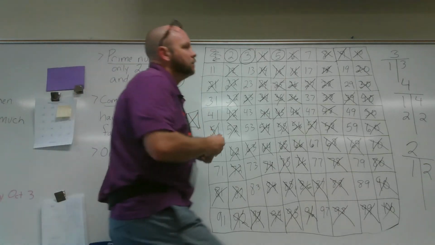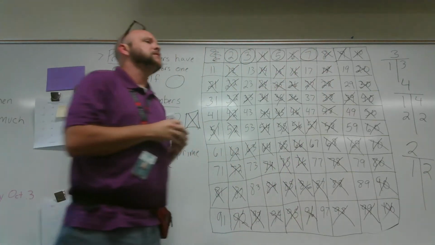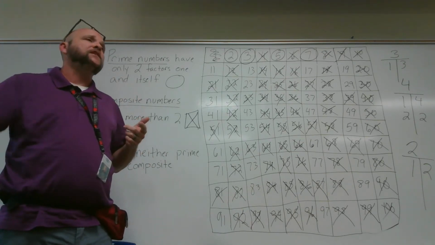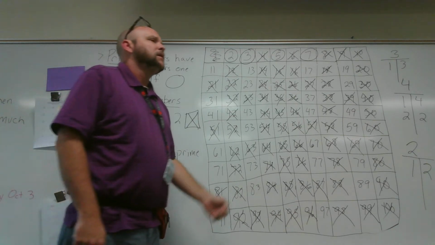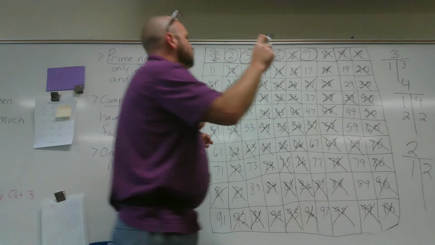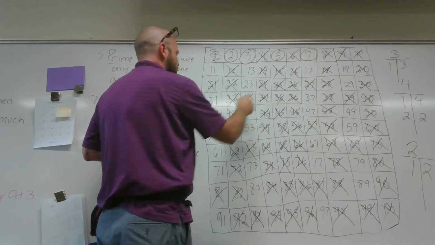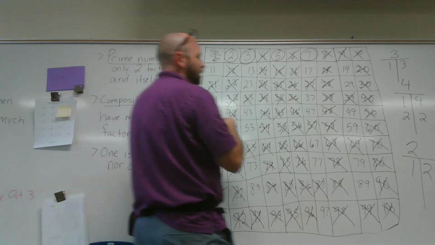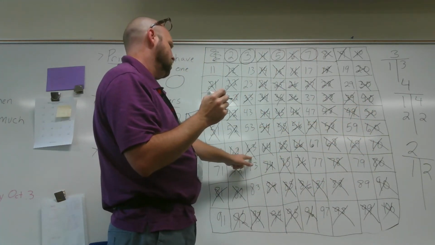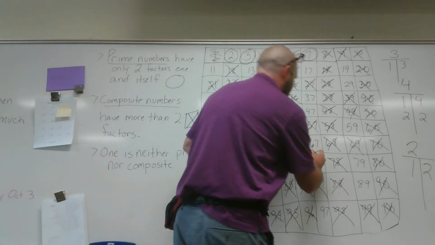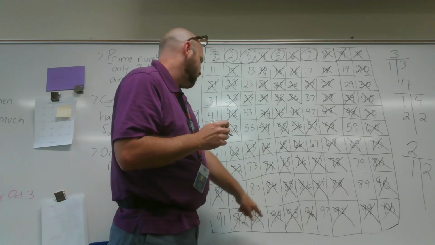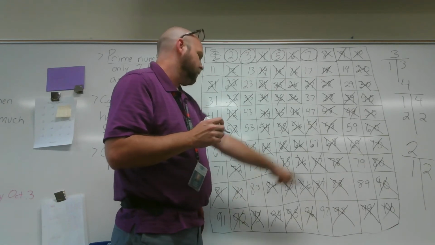Okay? 7 is our next prime number. It's prime because the only factors of 7 are 1 times 7. But every multiple of 7, if you have a multiplication chart, it goes 7, 14, 21, 28, 35, 42, 49, 56, 63, 70, 77, 84, plus 7, 91, plus 7, 98, already crossed off.